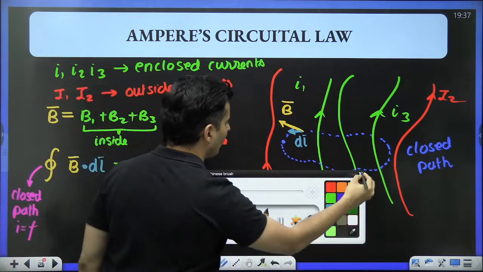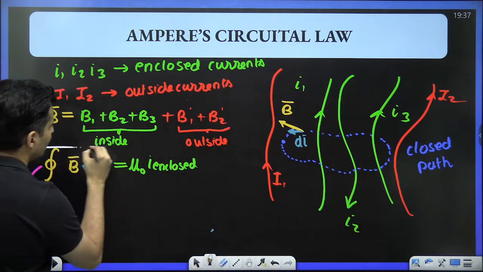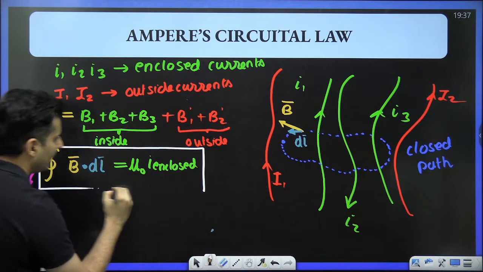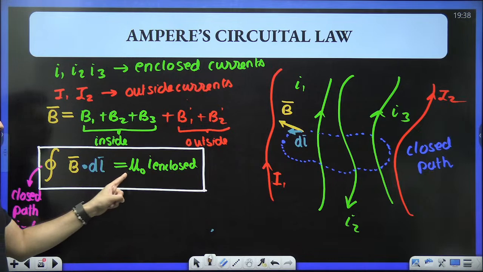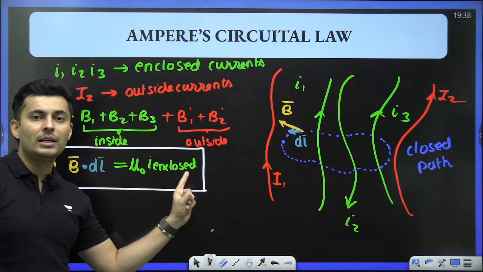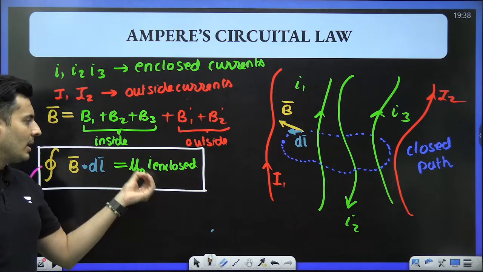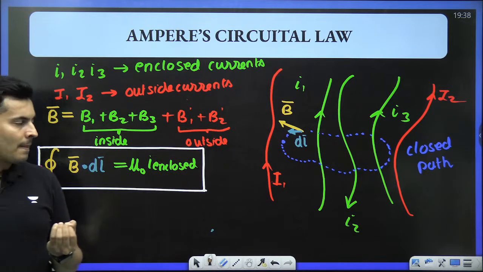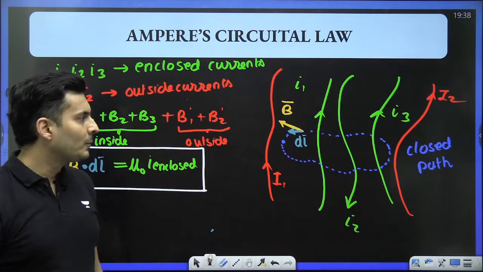This is called Ampere's law. The closed line integral of the magnetic field is mu naught, permeability, into the enclosed current. Is that right? Everybody with me? How to use it? Don't worry, I will tell you.